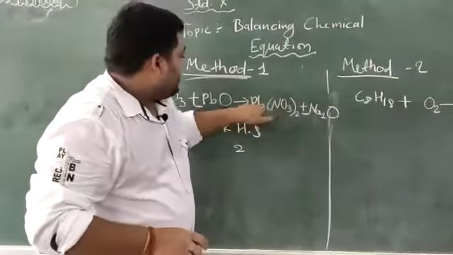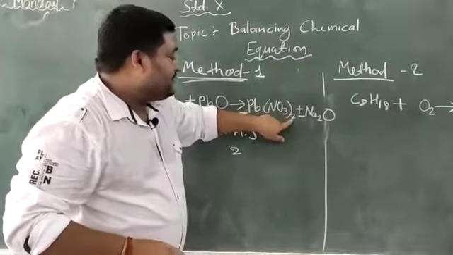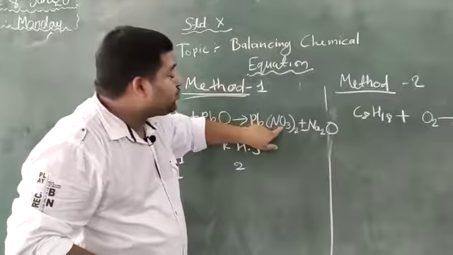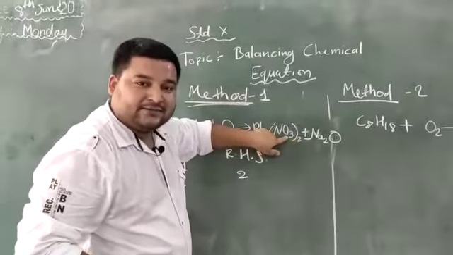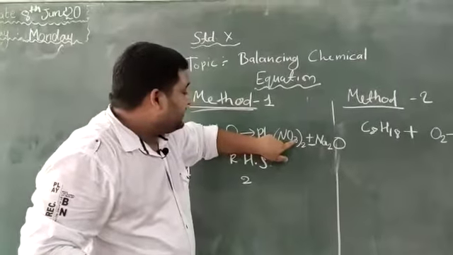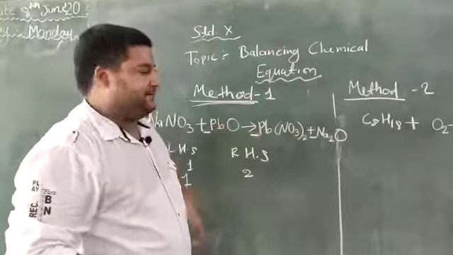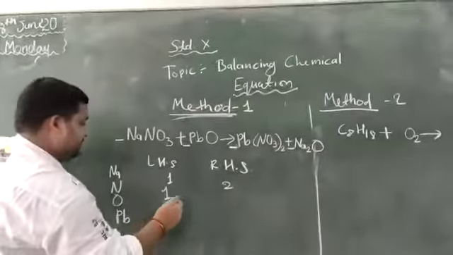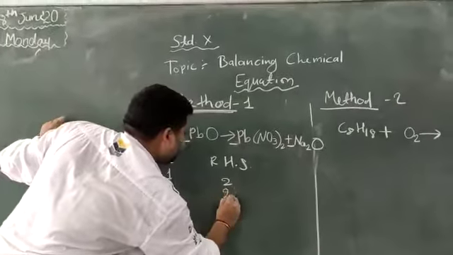One more thing, outside the bracket 2 is written here. It means that 2 belongs to nitrogen as well as 2 belongs to oxygen. But here 3 belongs to only oxygen. So nitrogen, 3 into 2, 2 nitrogen. So write here 2 nitrogen.